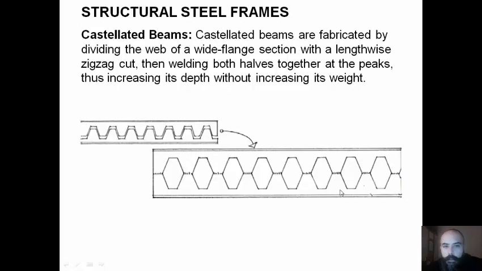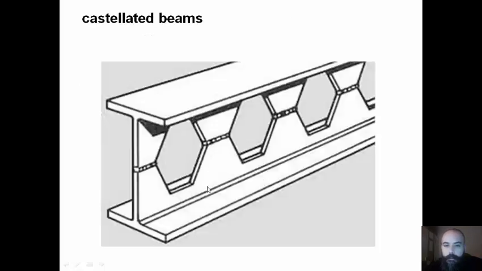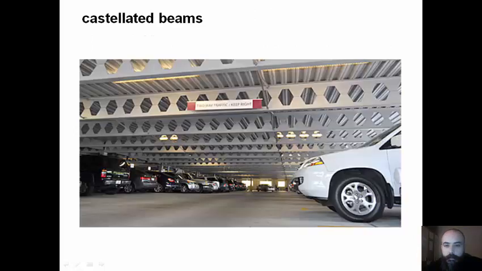We can have castellated beams. Castellated beams are fabricated by dividing the web of a wide flange section with a lengthwise zigzag cut, then welding both halves together at the peaks, thus increasing its depth without increasing its weight. Like this one.